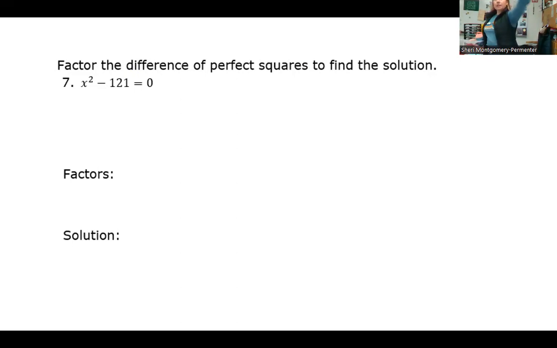So this is a difference of perfect squares. Do you see 121 on the paper? Or do you know what the square root of 121 is? 11 times 11 is 121. Yep. So the way that we write this problem is like this. We have to first factor it. So we know that the square root of 121 is 11.